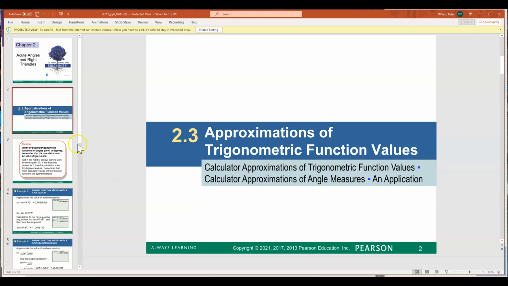And this slideshow is only 10 slides long. It's very short. The section of the book is less than 3 pages. So it's very short, really just about getting to use your calculator to do some trig stuff.